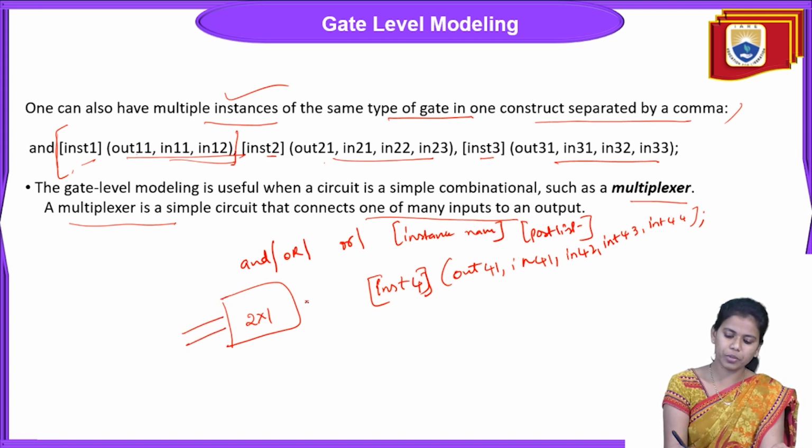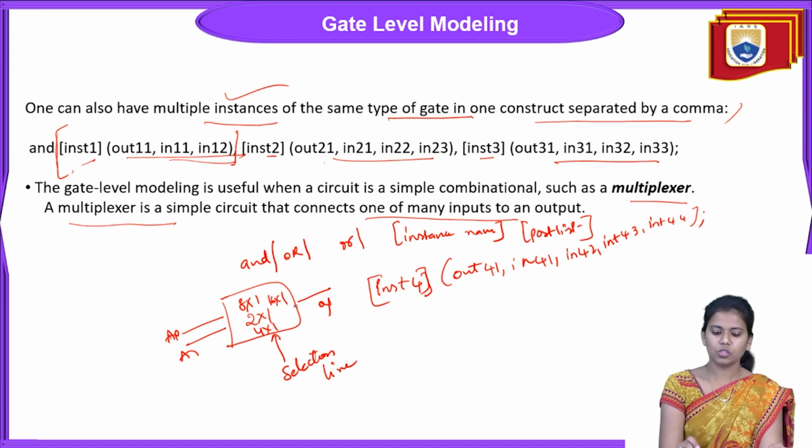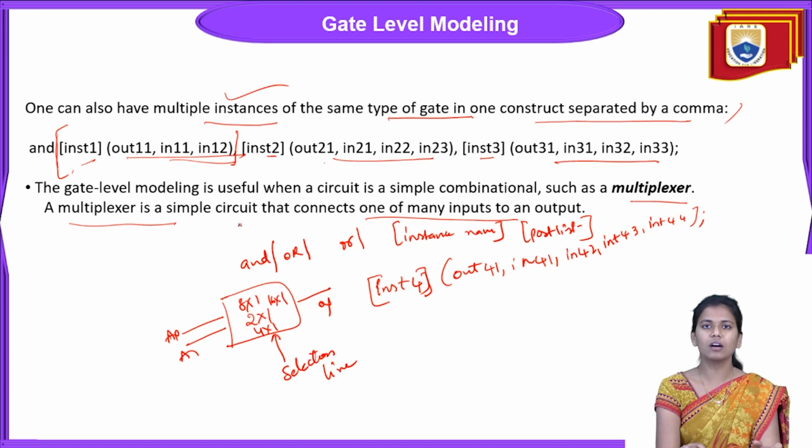If it is 2 inputs, one output with one selection line, A0, A1. If it is 8 by 1, 4 by 1, 16 by 1. So this multiplexer is a simple circuit that connects one of many inputs to the single output.